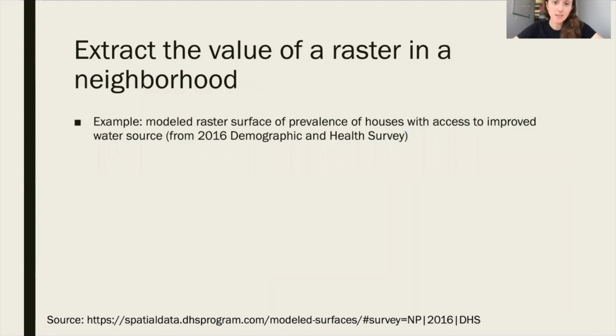I'm going to give an example of working with CVFS data. Say I have these point locations of where the neighborhoods are, and a raster data set, and I want to see what the value of that raster data set is in each neighborhood. As a very toy example, I took a raster data set from the Demographic and Health Surveys. DHS models raster surfaces for a bunch of their key variables, and I took one which was the prevalence of houses with access to improved water.